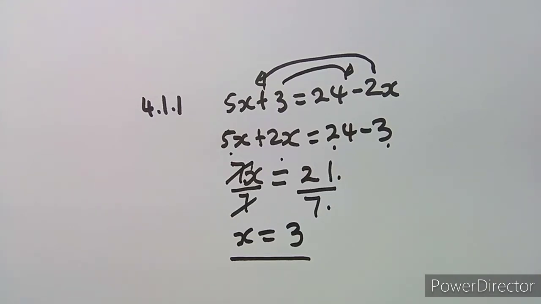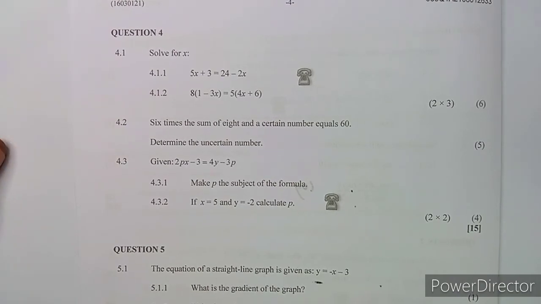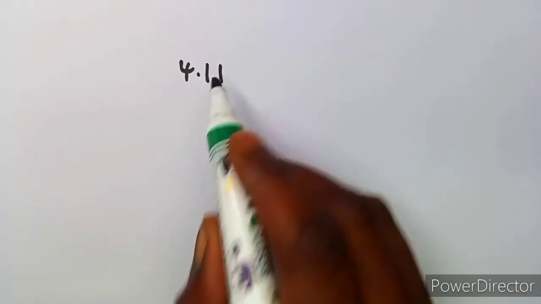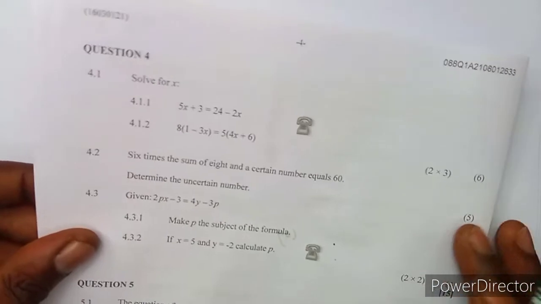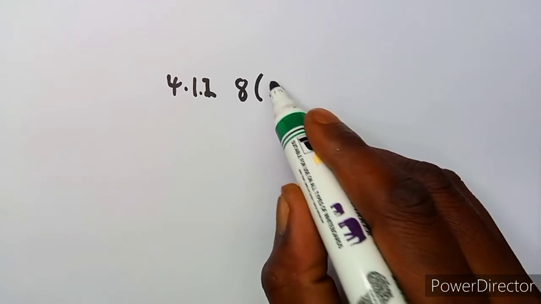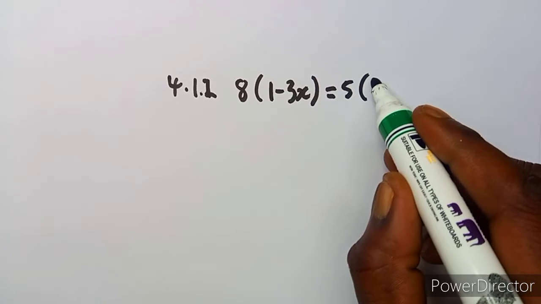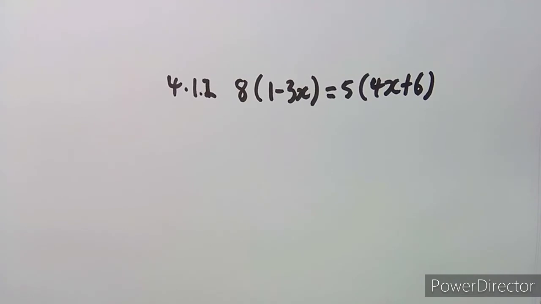As you can see, solving for x, you're actually finding the value of x. Okay, 4.12, solve for x again. This is 4.12, not 4.11. So if you are to cross check that part, let's just write it down, maybe it's going to be the best way of doing it. That is 4x plus 6, like this. So this is the equation that they are asking you to solve.